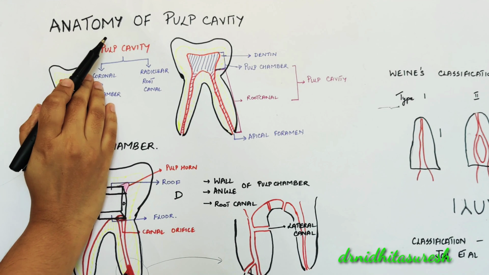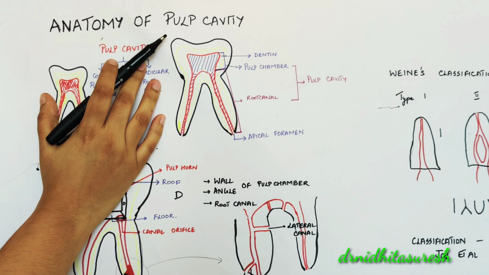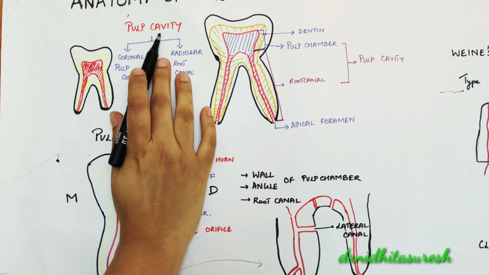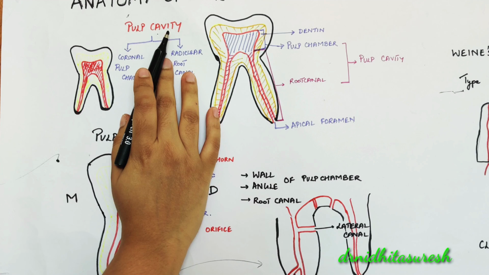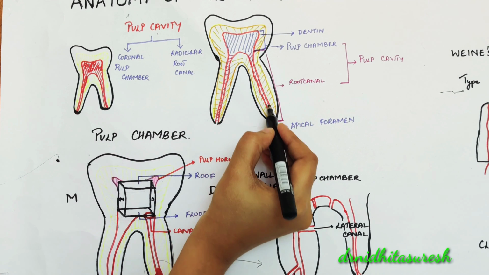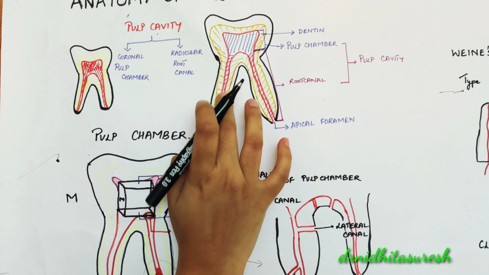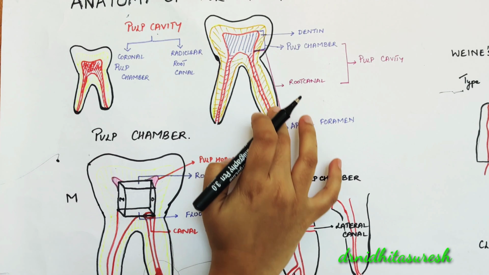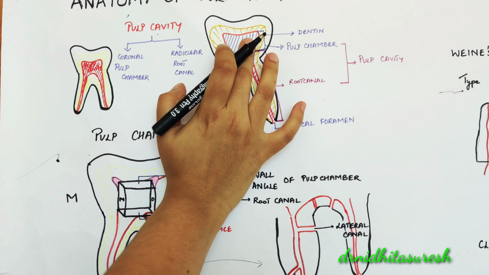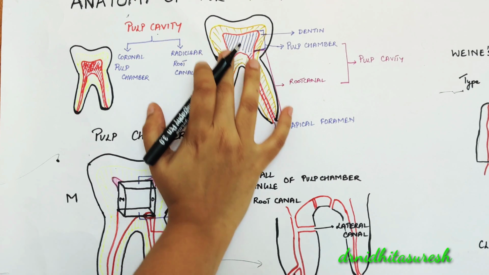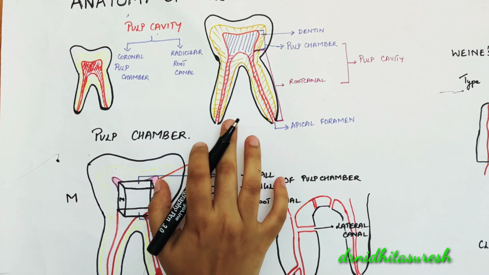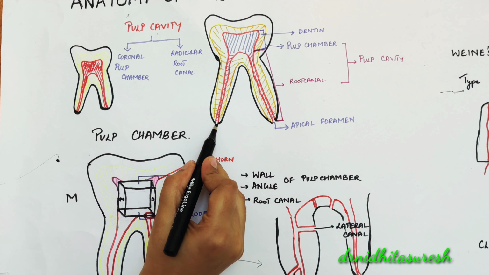Today's topic will be on anatomy of pulp cavity. So, what do you mean by pulp cavity? Pulp cavity is nothing but a central cavity which is present within the tooth. So, this red color area, this is your pulp cavity and it is present within the tooth and it is enclosed by dentine on all the sides except the apical foramen.